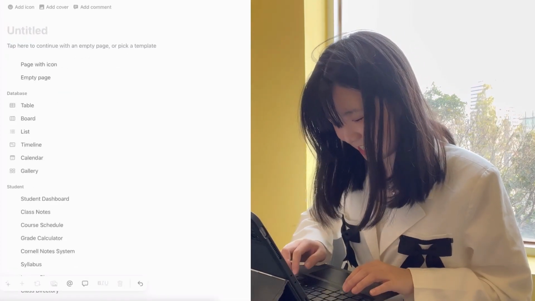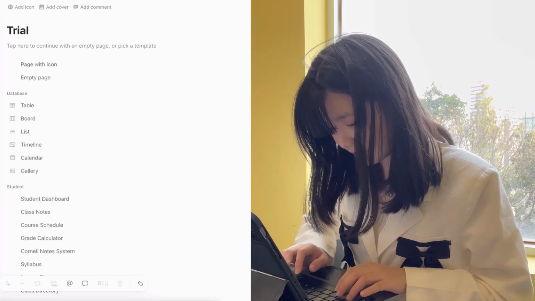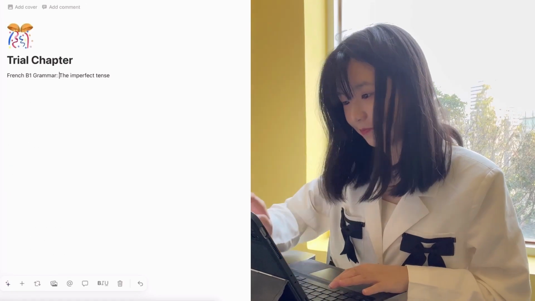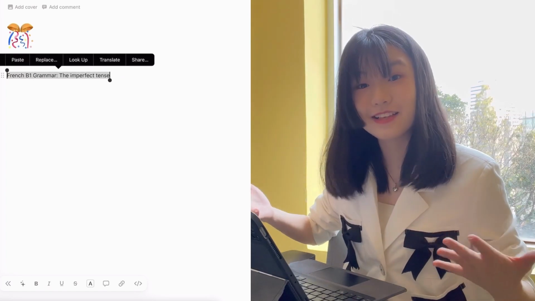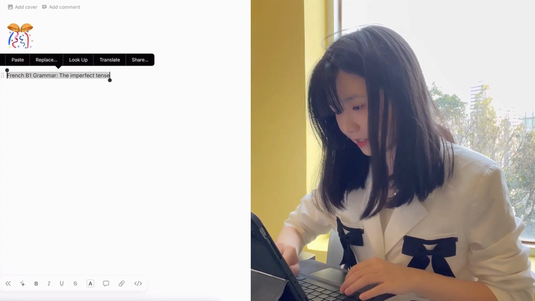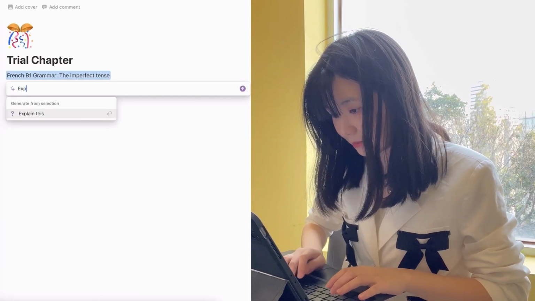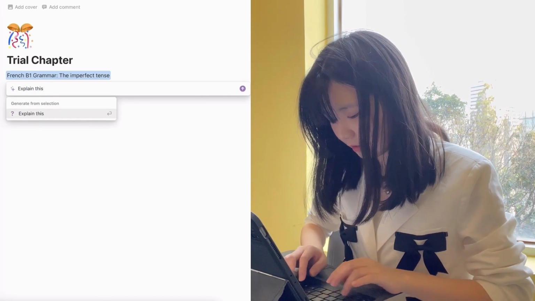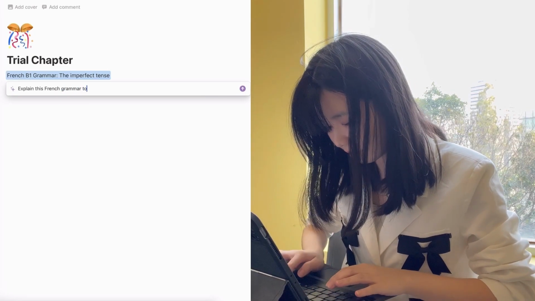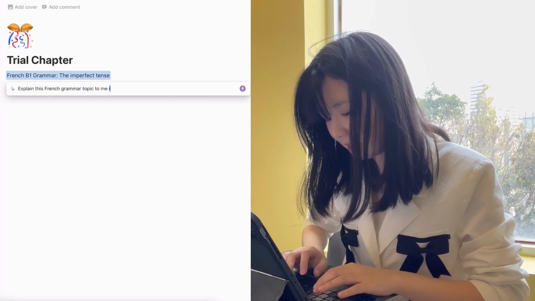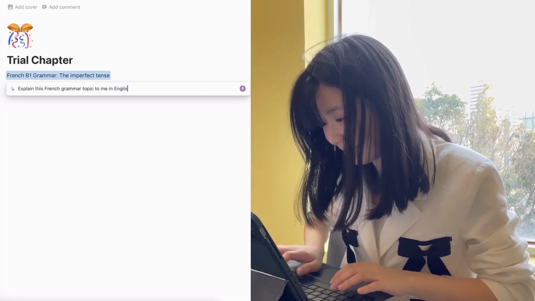Let me create a new page called Trial Chapter. I'm going to ask the Notion AI to explain this topic to me. Explain this French grammar topic to me in English because I cannot understand French.